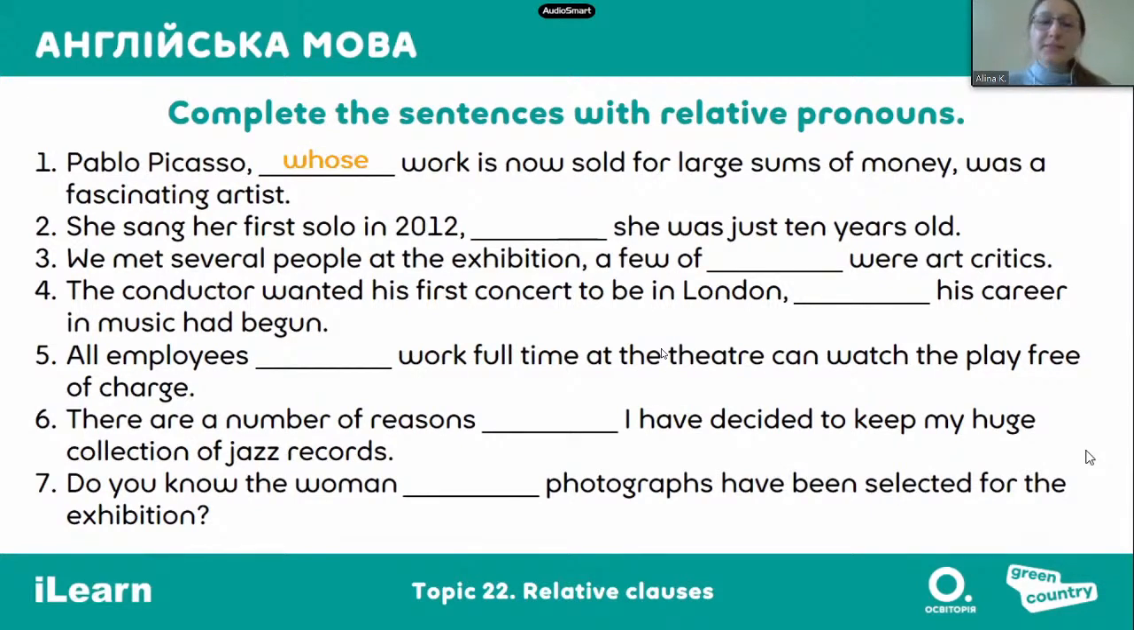Whose? That's right. Number 2. She sang her first solo in 2012. Then we have a gap. She was just 10 years old. So we're talking about what? We're talking about 2012. We're talking about time. So if you want to refer to time, we need the relative pronoun when.